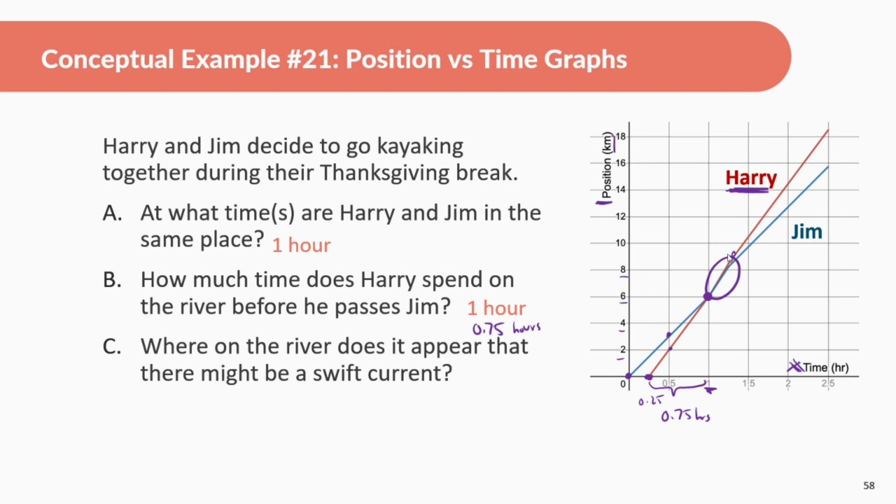Where on the river does it appear that there might be a swift current? So I would say between position 6 and position 9. Again, I wouldn't be too crazy about exactly what you put, but yes, 6 kilometers to 9 kilometers, where the slope suddenly increases. Personally, I wouldn't worry too much, but if you understand the concept of it, and especially put where the slope suddenly increases, that'd be correct.